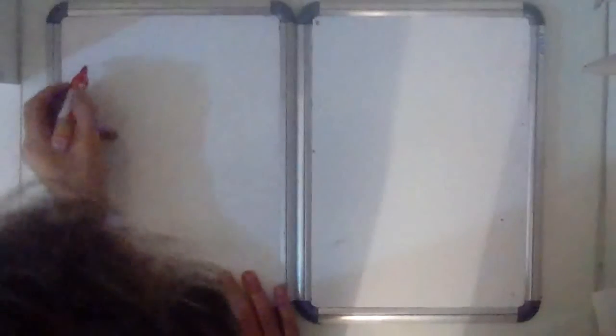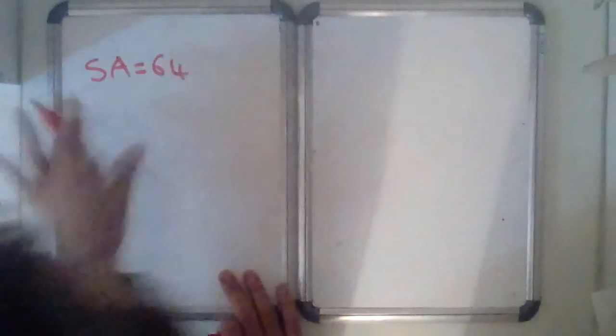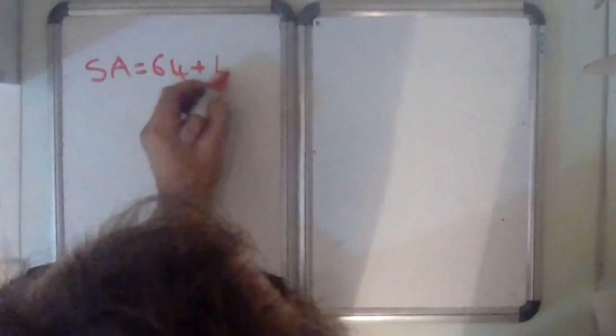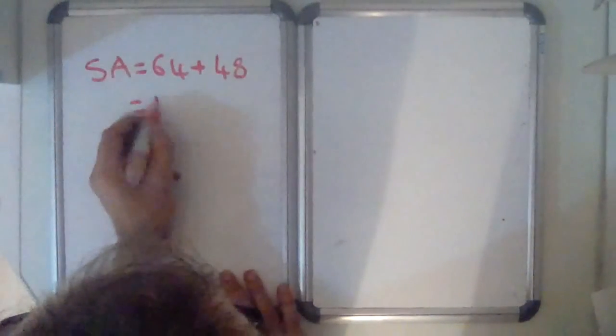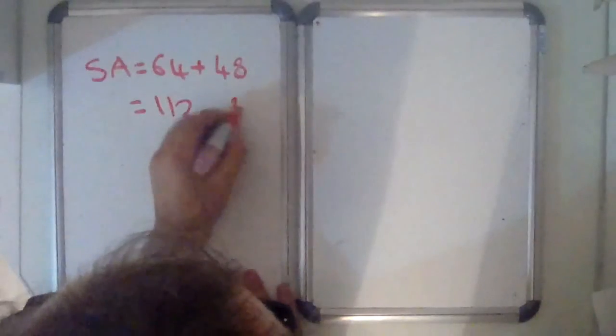So that means that the total surface area is just 64, that was the floor, plus the 48 made from the 4 triangular walls. 60 plus 40 is 100, 4 plus 8 is 12, it must be 112 cm squared.